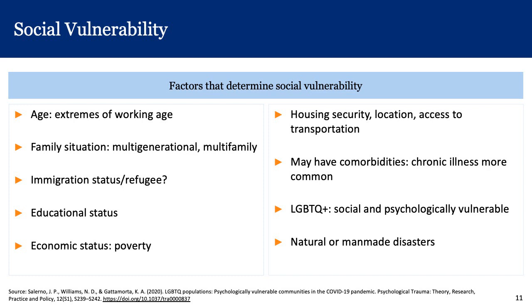Is there access to transportation? Do they have any chronic illnesses or comorbidities? Are they part of the LGBTQ community? They may be socially and psychologically vulnerable as a result of being in this community. Are they exposed to natural or man-made disasters? Again, they can use this index to come up with a score to identify vulnerable communities after disasters so they know where to best put their resources.